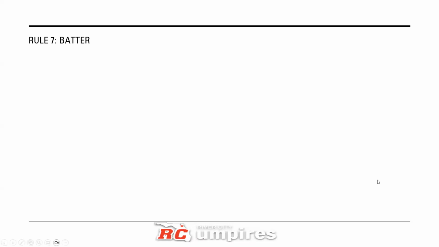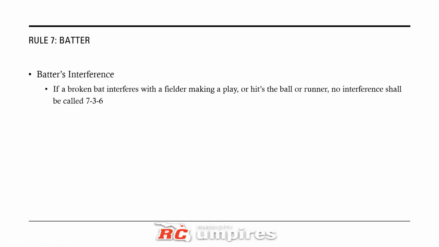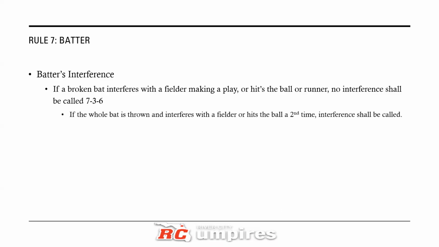All right. Batter's interference. If a broken bat interferes with the fielder making a play or hits the ball or a runner, there is no interference. That ball is live and in play. This is much more common in wooden bat leagues, but every once in a while, these really expensive, cheap bats break. If the whole bat is thrown and interferes with a fielder or hits a ball a second time, interference shall be called.